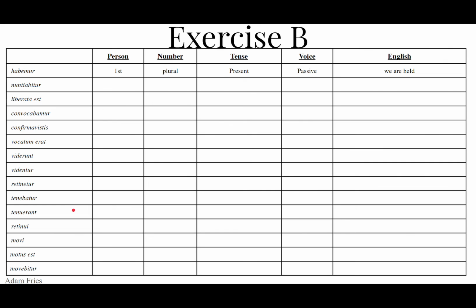Tenuerant. So third person, plural, pluperfect, active. They had held. Retinui, the first person, singular, perfect, active. I held back. I have held back. I retained, from retineo. Movi is first person, singular, perfect, active. I moved. I have moved.